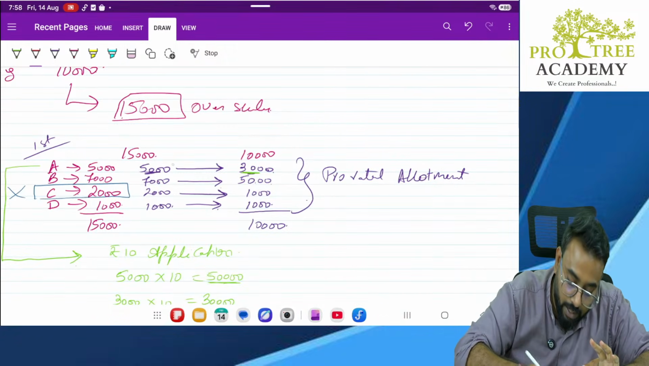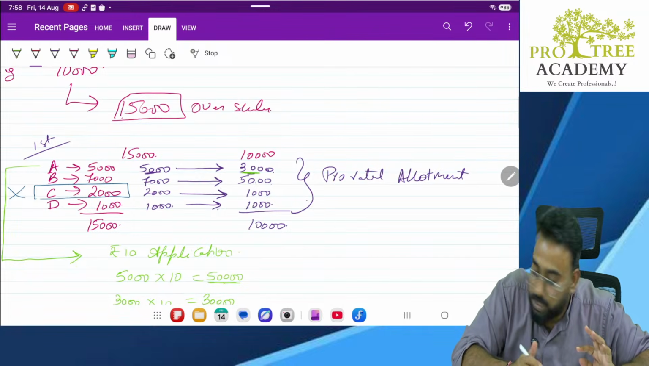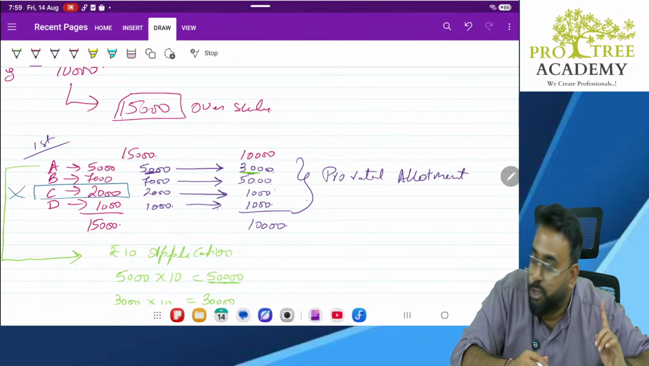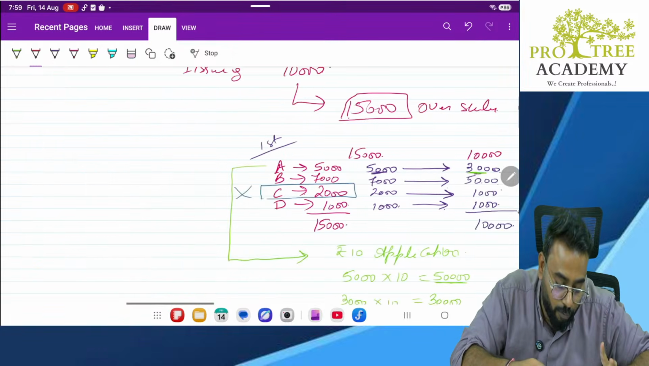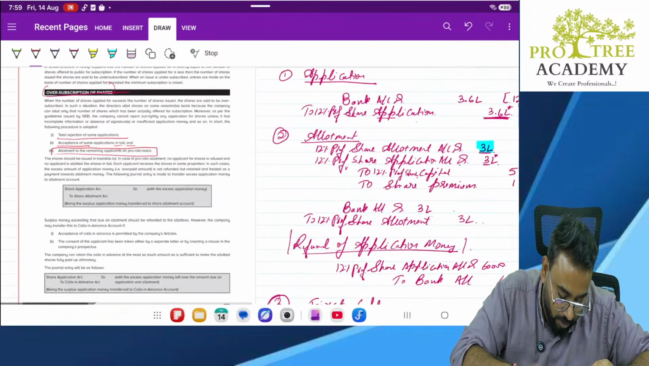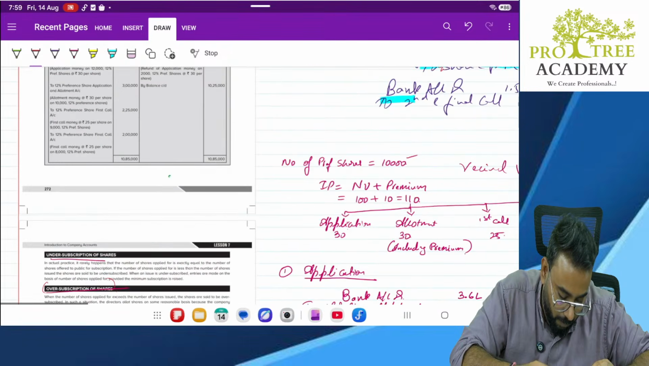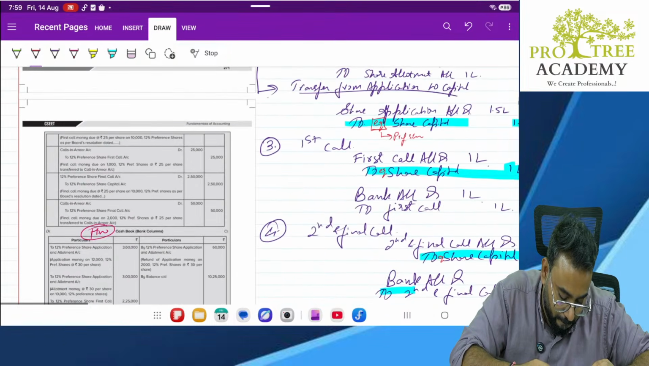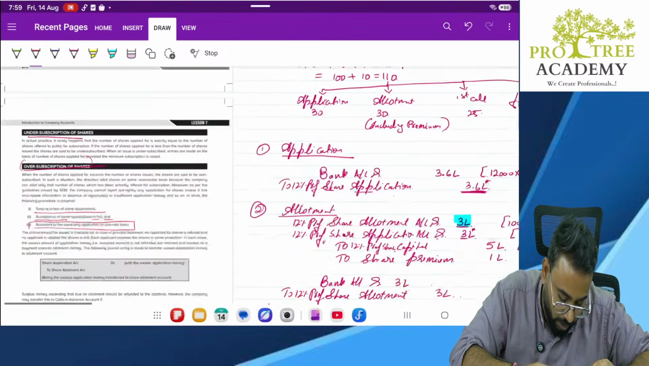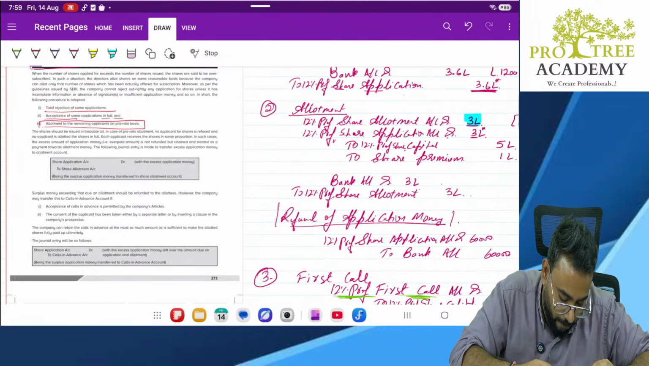We allotted to A on a pro rata basis, to B on a pro rata basis, to C on a pro rata basis, to D we allotted in full. Whatever we applied, that much we gave. Clear? Okay. What else is remaining?